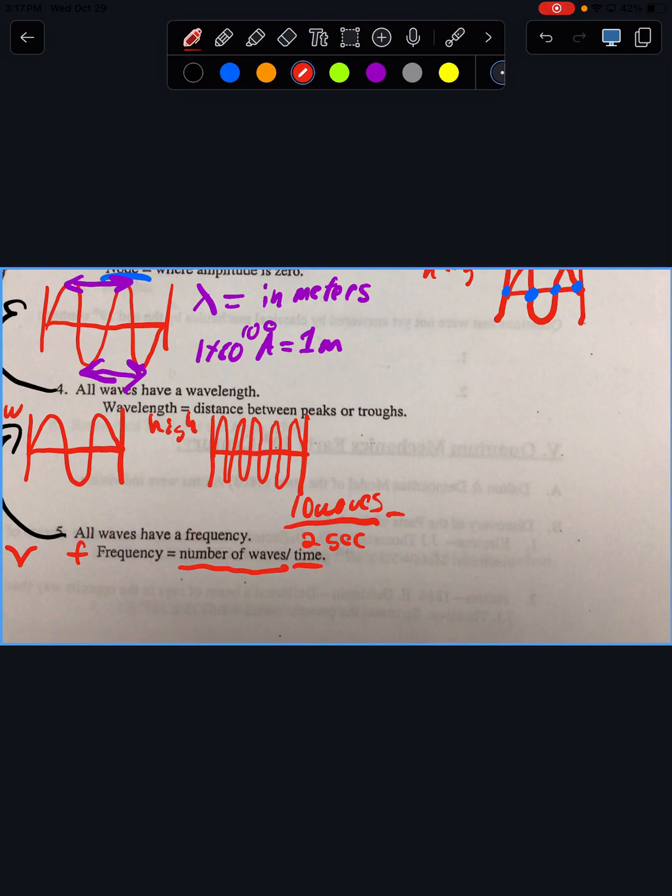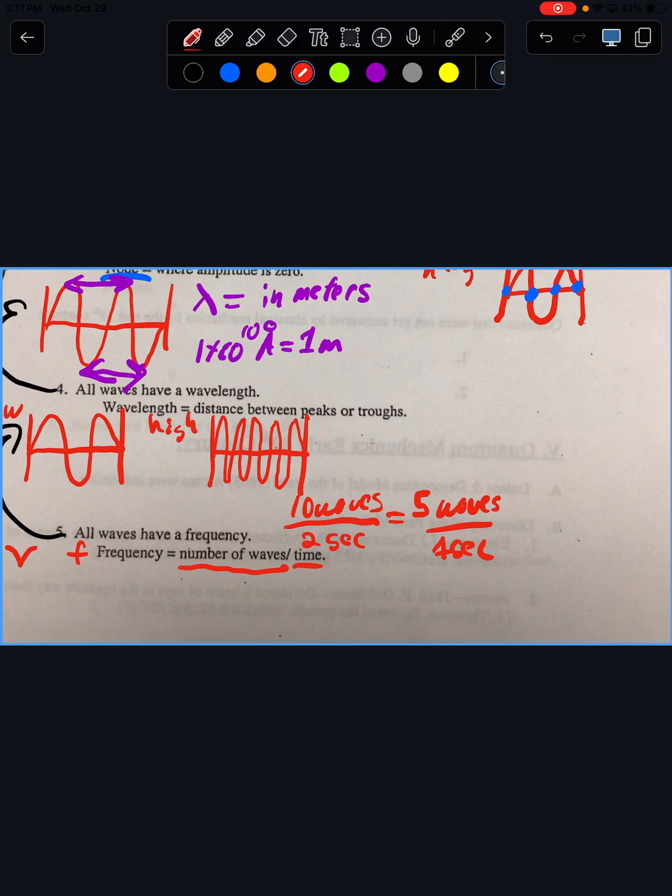So my frequency would be 5 waves per second. That's not a speed. Okay, that's just telling me how many waves are hitting me. It's not telling me how fast the waves are going. Okay?